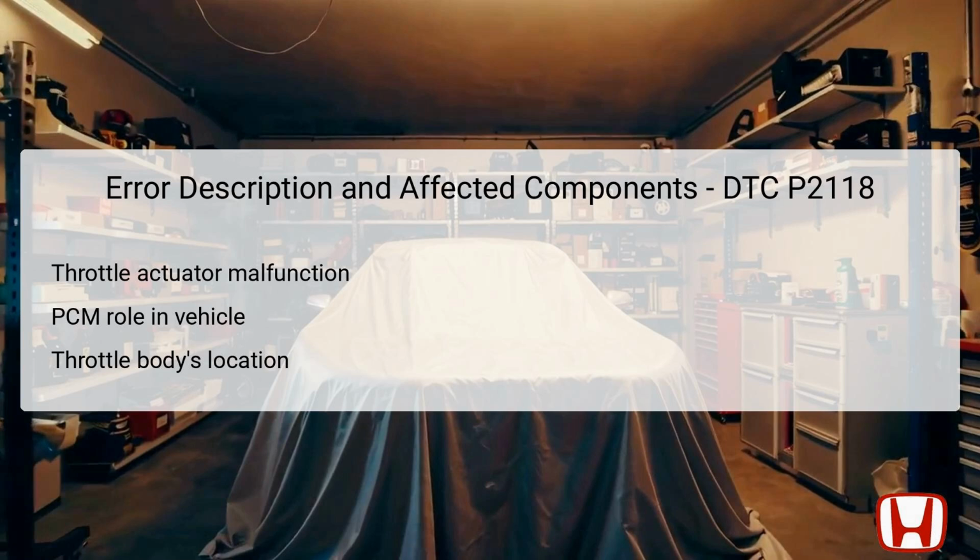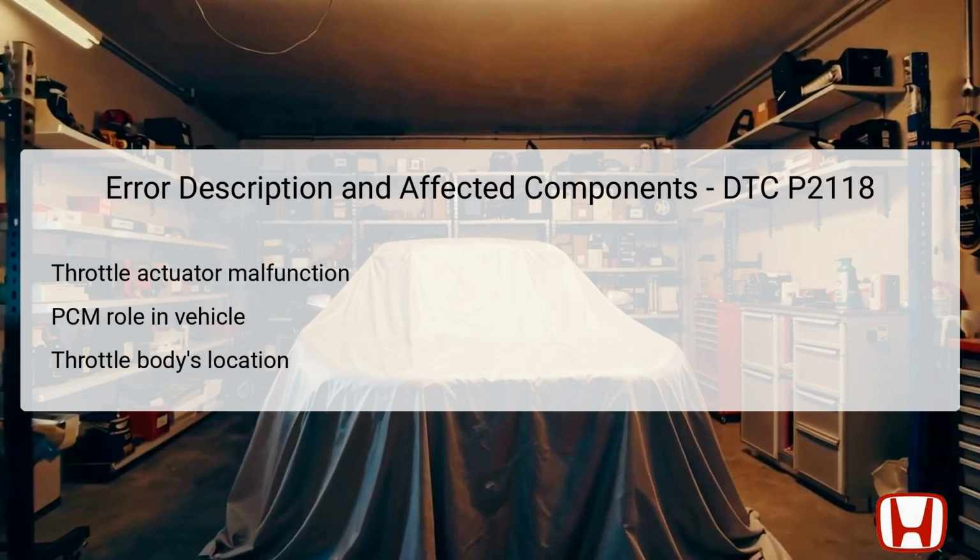The DTC P2118 pertains specifically to the throttle actuator, a critical component responsible for regulating engine air intake by adjusting the throttle plate position. Located in the intake manifold, the throttle body interfaces directly with the engine and the air intake system. The powertrain control module, PCM, plays a vital role in this system, as it interprets signals from various sensors and modulates the throttle actuator's operation accordingly.